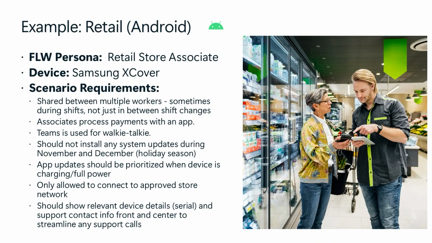It's very important for this retail store that no system updates happen during the peak holiday season of November and December, and that application updates only happen if the device is charging or has full power. For security measures, the device should only connect to the approved store network, and it should be relatively easy to get the device details such as serial number and support contact information in case they have an issue to report.